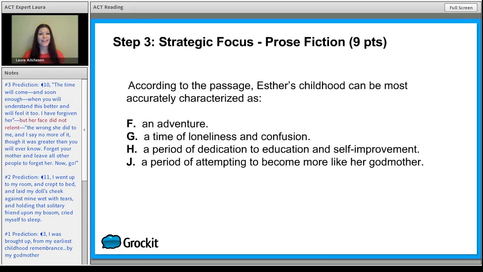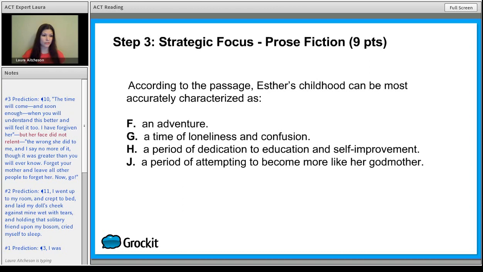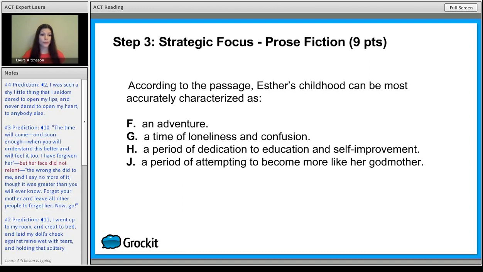Final question. Another according to the passage. So it does say according to the passage, but we really are looking to make an inference here. We know that prose fiction oftentimes has inference questions. So our prediction for question number 4 is in paragraph 2. So we're looking for something that conveys that the character is shy, never dared to open her heart to anyone else other than her doll, she's saying. So find that very sad answer choice. Answer choice G.